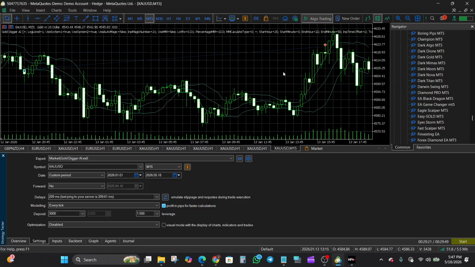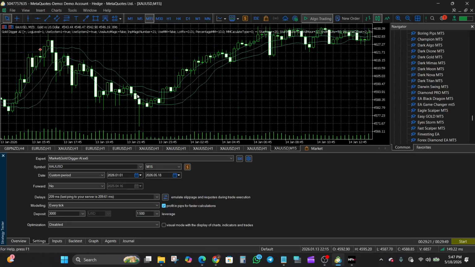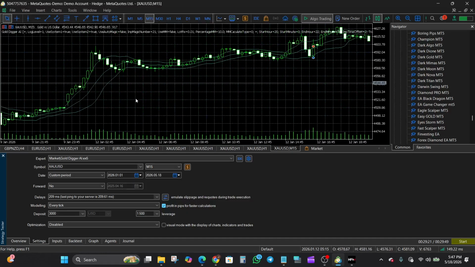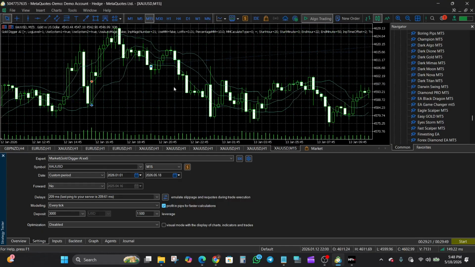So there were several hours in between the opening time and the closing time, right? So the EA seems to capture both very short-term movements and short-term movements across several hours. All right, and then you also notice that it's not stacking a lot of trades at the same time, right?